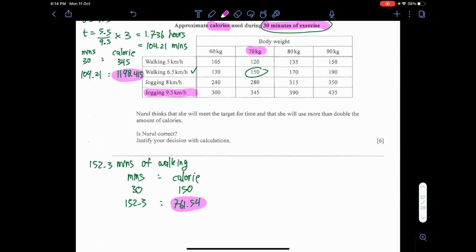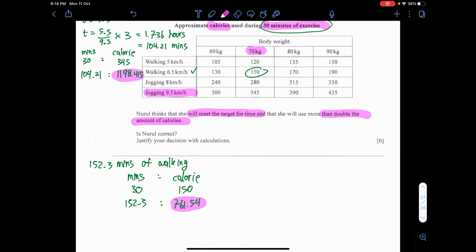So the question about whether she's going to burn double the amount of the calories, no, she's not. She's only burning somewhat more lah, but doesn't reach double of the amount. Okay, and then about she thinks that she will meet the target for the time.